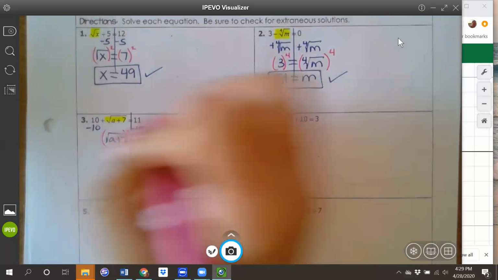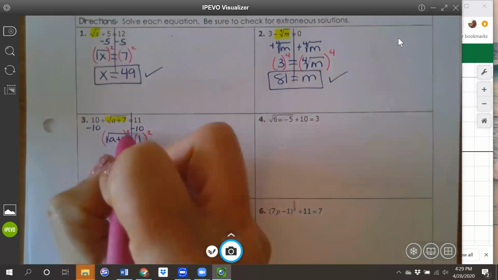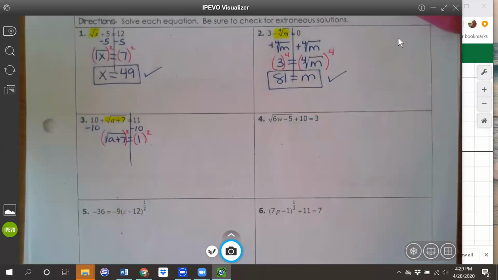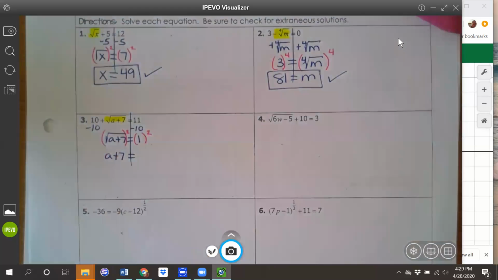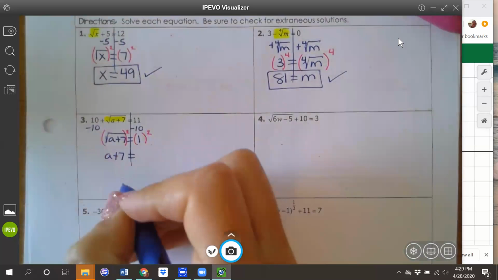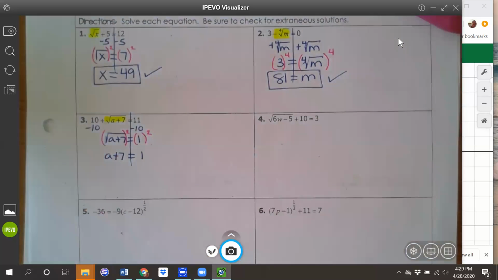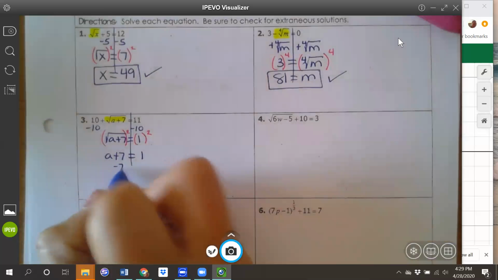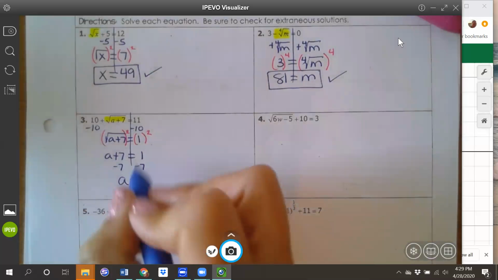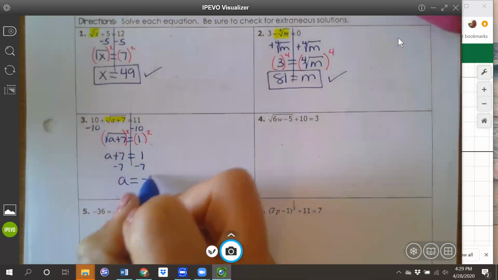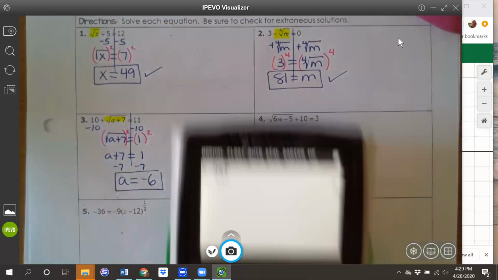By squaring it. Square on both sides. So the square root is going to kill off the squared and leave us with a plus 7. 1 to the second power, that's 1 times 1 is just 1. And then we finish up. I'm subtracting 7 on both sides, so I get a final answer of a equals 1 minus 7 is negative 6. Let me check that.